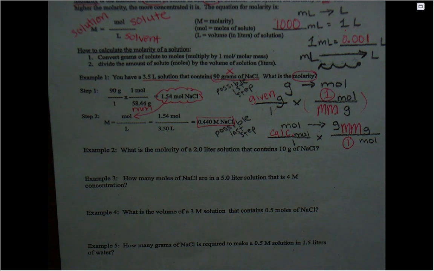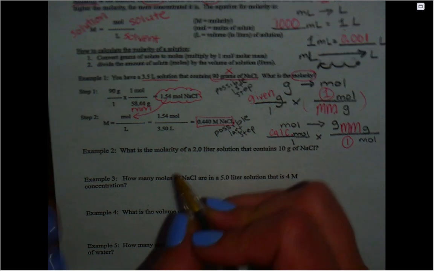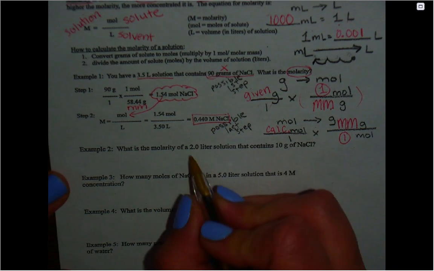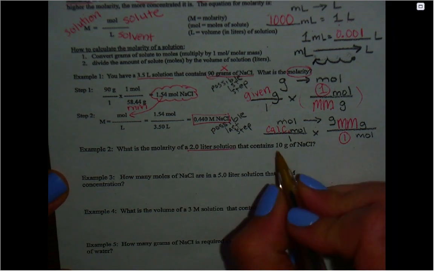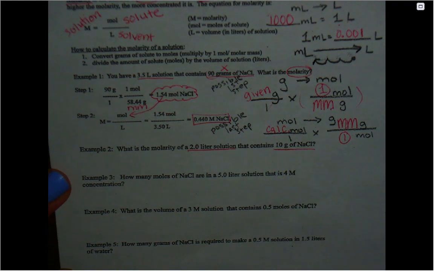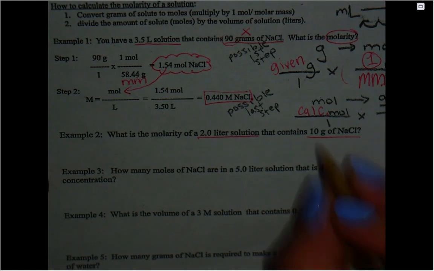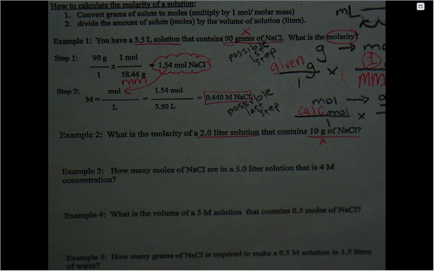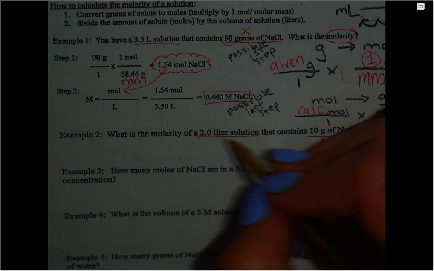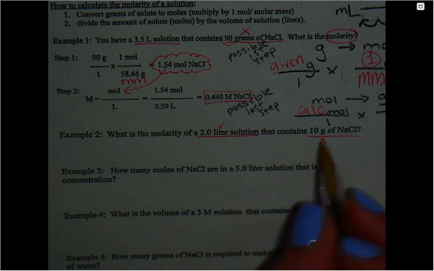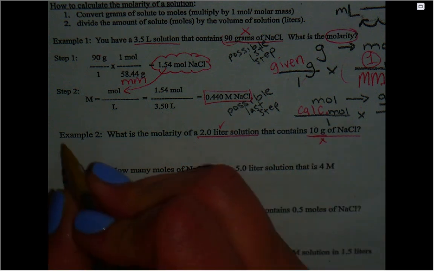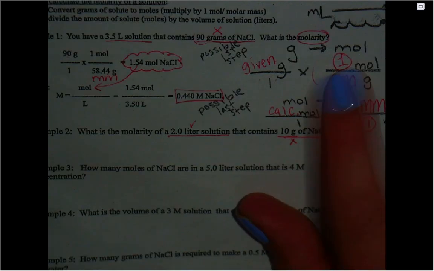Example 2 goes in the same route, so let's work through that. It says, what is the molarity of a 2-liter solution that contains 10 grams of sodium chloride? So once again, we see grams, and we have to do that extra step, because we can't use grams. We're going to take care of our grams and convert using this step over here.